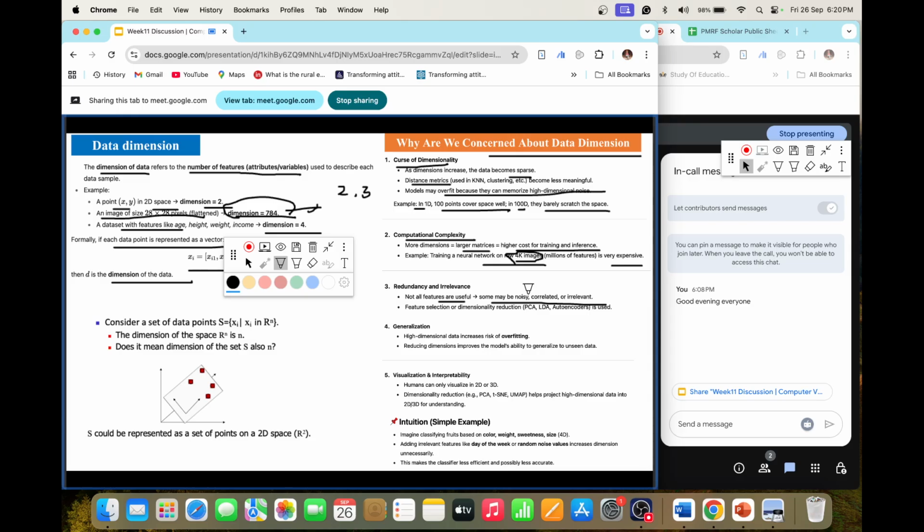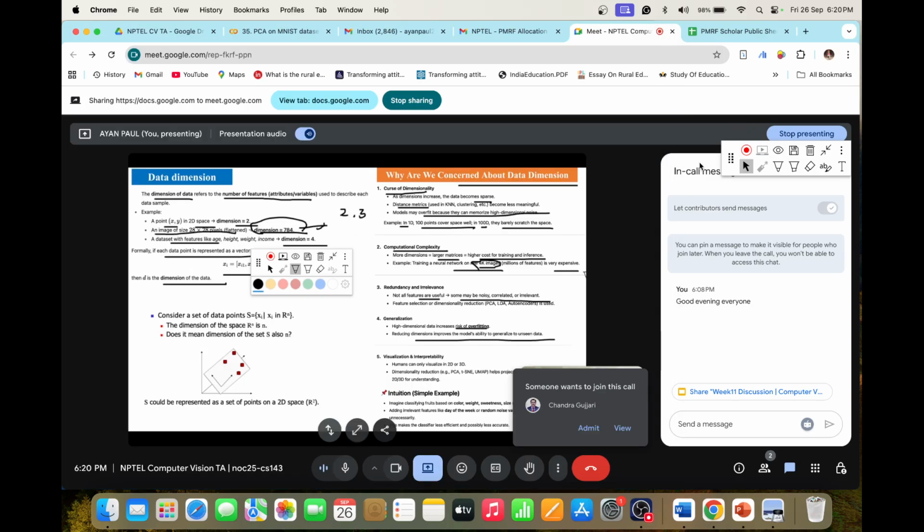Fourth is generalization. High dimensional data increases the risk of overfitting. Reducing dimensions improves the model's ability to generalize to unseen data. So if you have high dimensional data, it can certainly increase the risk of overfitting, and reducing dimensions improves the model's ability to generalize to unseen data. So that is another thing.